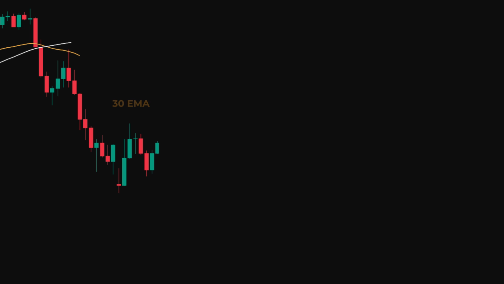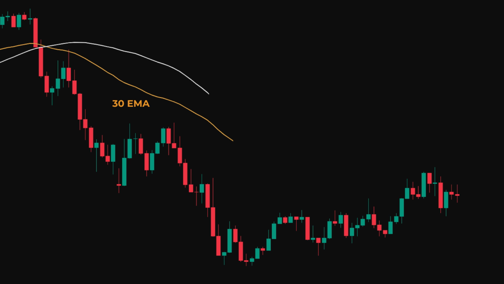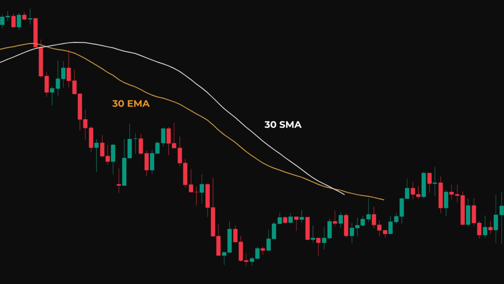Notice how the yellow line, which is the 30 EMA, seems to be closer to price than the white line, which is the 30 SMA. This means that it more accurately represents recent price action.